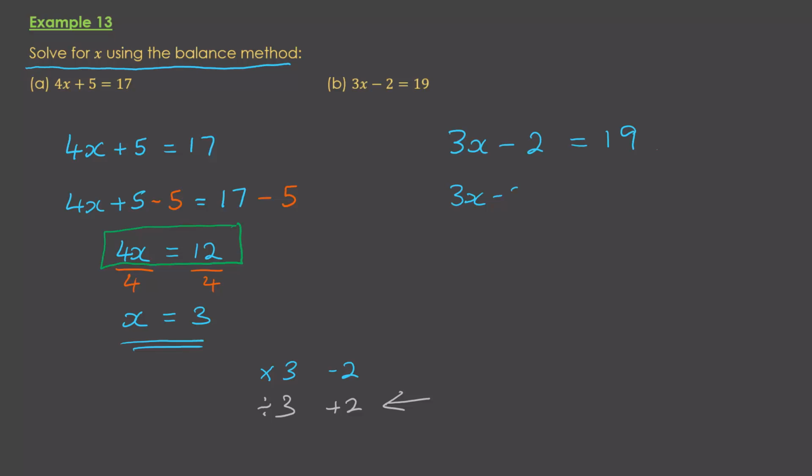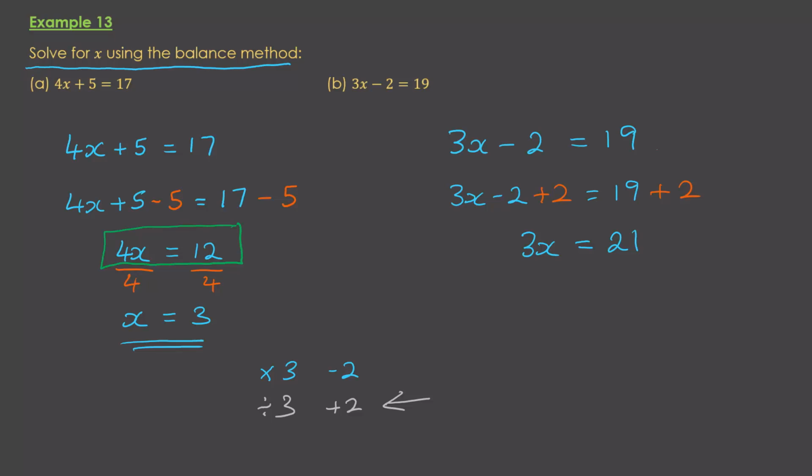So I've got 3x take away 2, is equal to 19, and then I've got to add 2, because I do the same to both sides. The left-hand side then just becomes 3x. The right-hand side becomes 21.